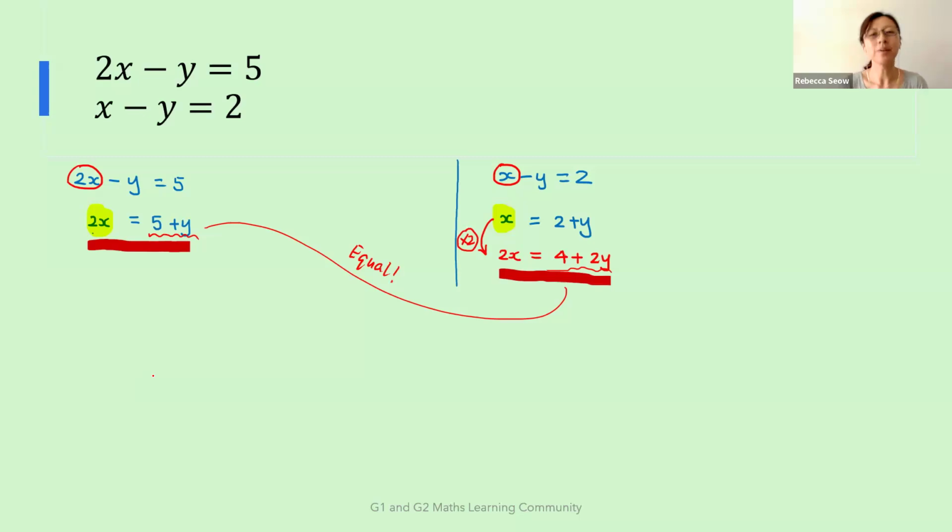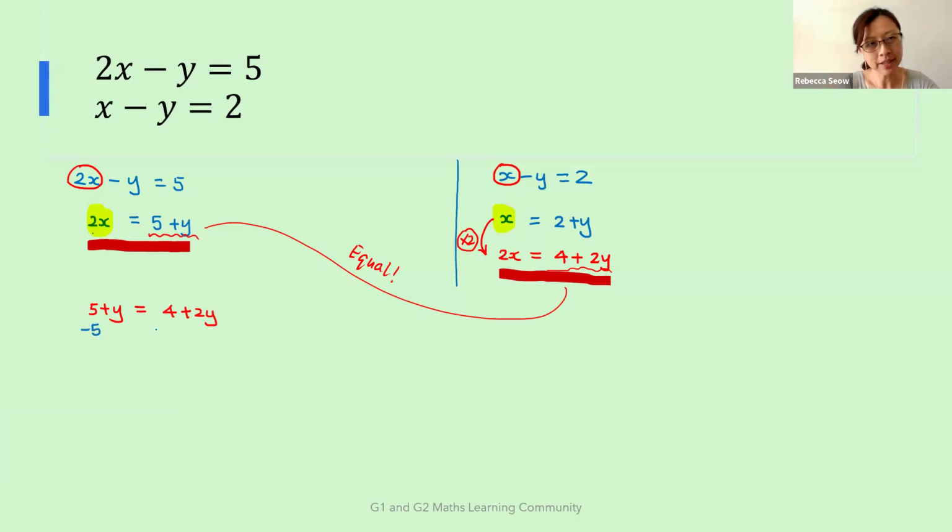So the next step, we're going to put both parts of the equation together. We have 5 plus y equals 4 plus 2y. Okay. Now we are going to solve for y. So our y term stays on the left.